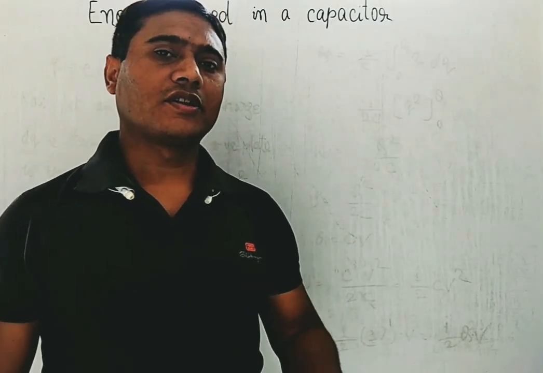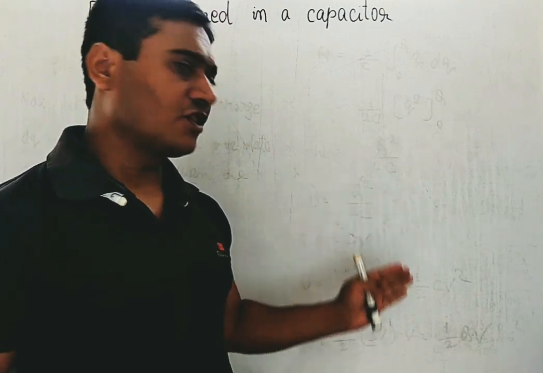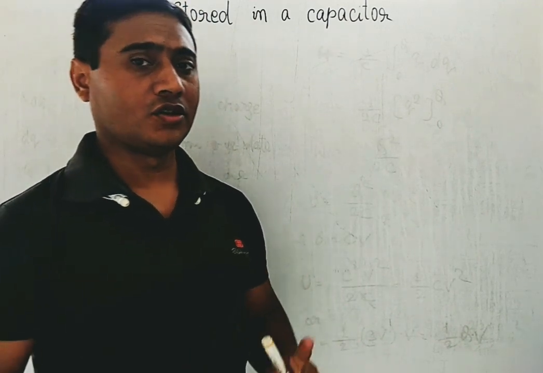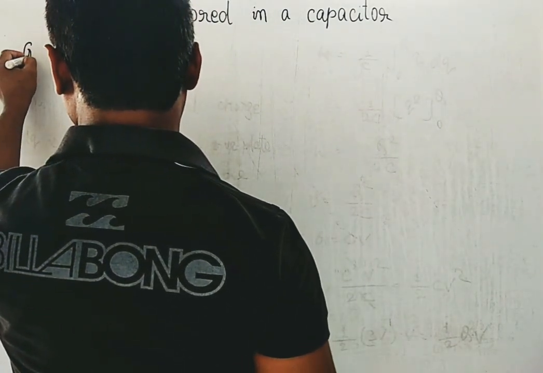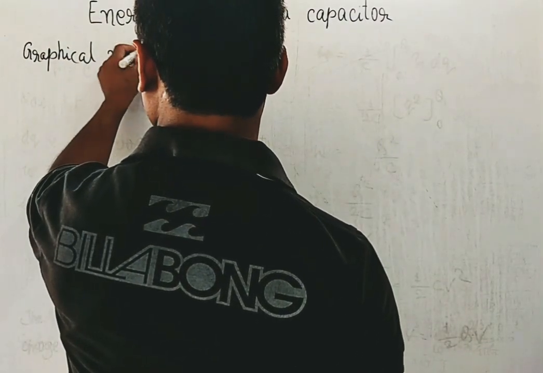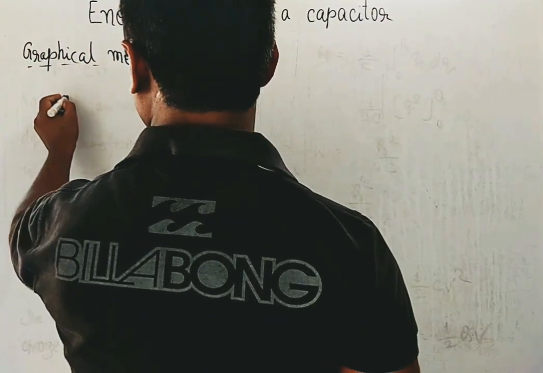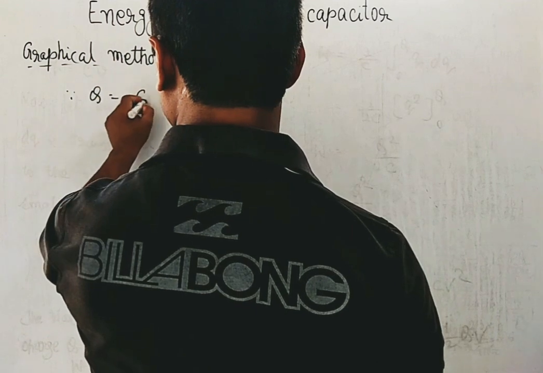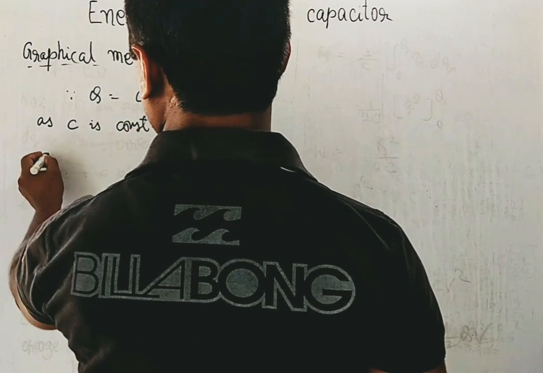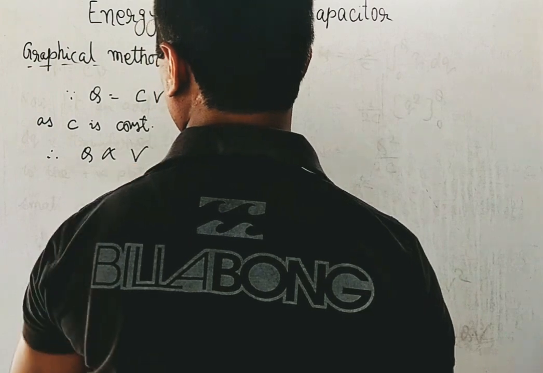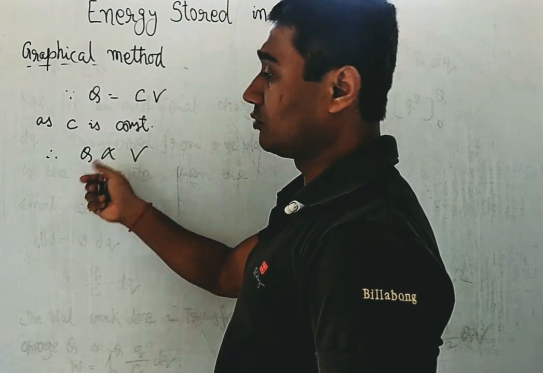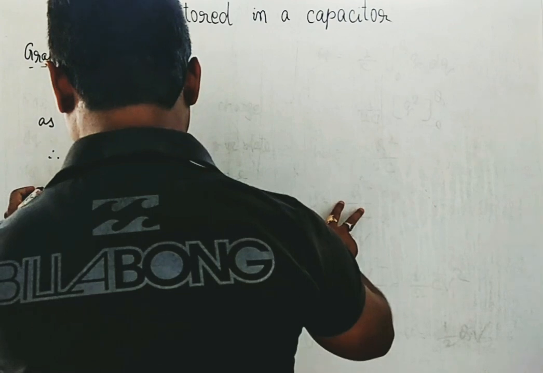Okay, now let's see the graphical method. How do we obtain the previously obtained results using a graph drawn between charge and electric potential? So let's proceed with the graphical method. To begin with, since we have Q equals CV, as C is constant, therefore Q is proportional to V. It means if we draw the graph between electric charge and electric potential, that will be a straight line. So let's draw that graph first.